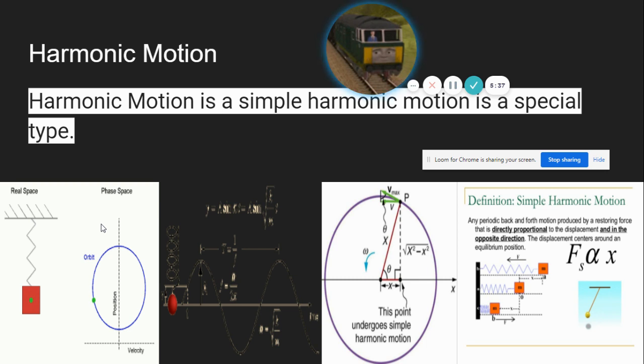Position is the dashed black line, and the velocity is the gray dashed line. That's what it represents.